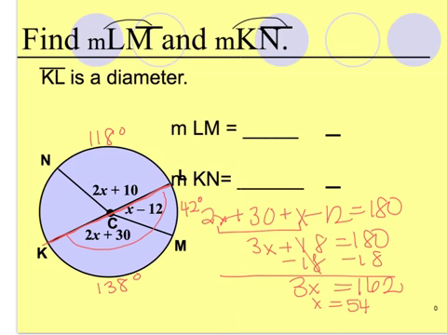And then I'm going to find the sum of all three arcs here. Subtract it from 360 degrees, which is the measure of the entire circle, and I'll have KN left. So arc LM is 42, and I have to find KN by subtracting the sum of all the other arcs from 360. And that's 62 degrees.